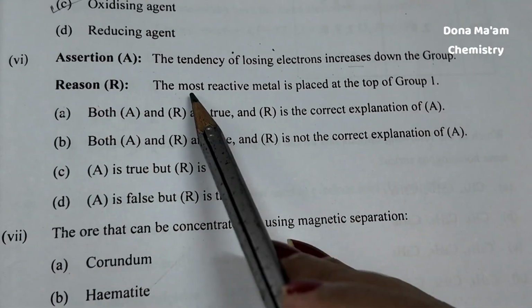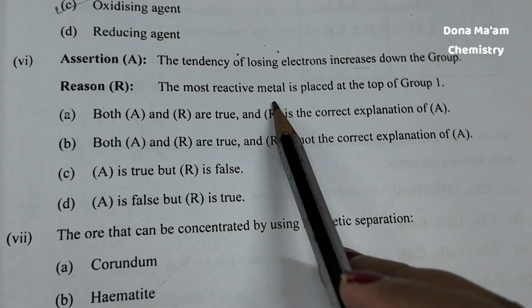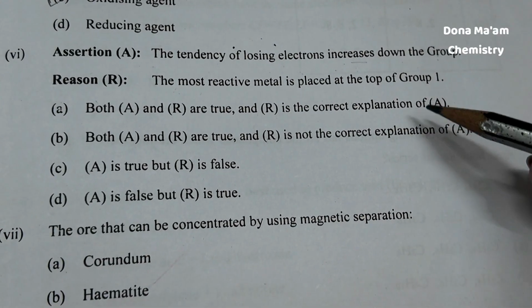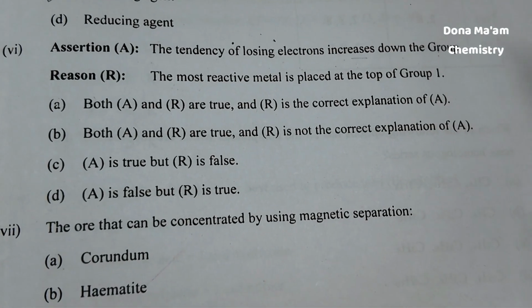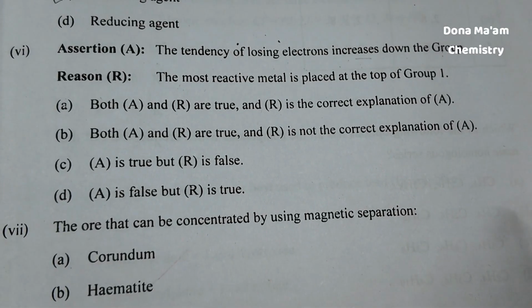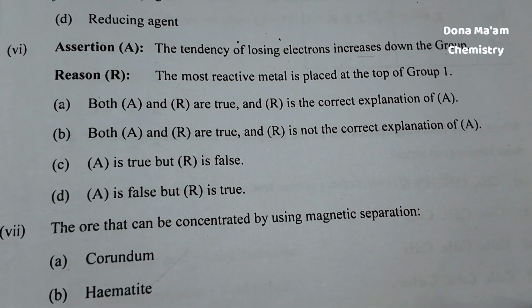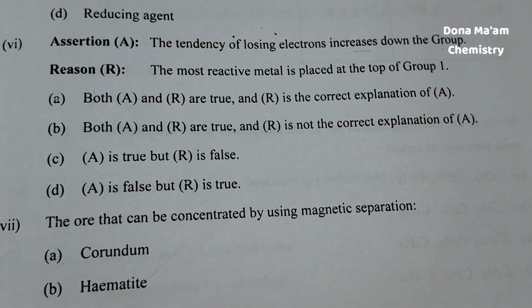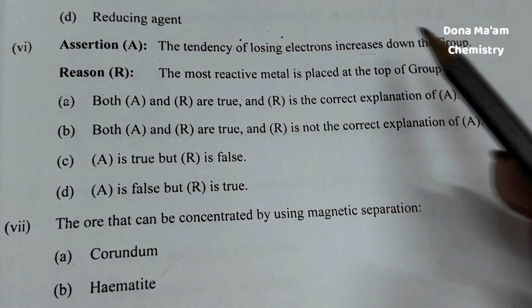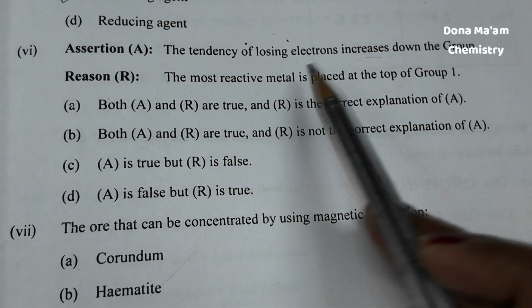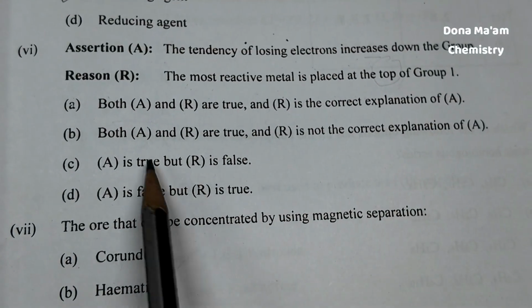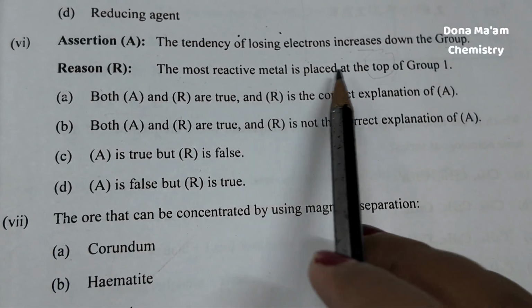What about the reason? They state that the most reactive metal is placed at the top of group 1. We know in group 1, that is in the alkali metal series, down the group the reactivity of the metal increases. So lithium, sodium, potassium, rubidium, cesium. Cesium is the most reactive if I consider till cesium. Down the group the reactivity of metals increases, but here it says that it's not. The most reactive metal is at the top. No, so the reason is wrong. So the answer that goes correct, A is true and R is absolutely false.